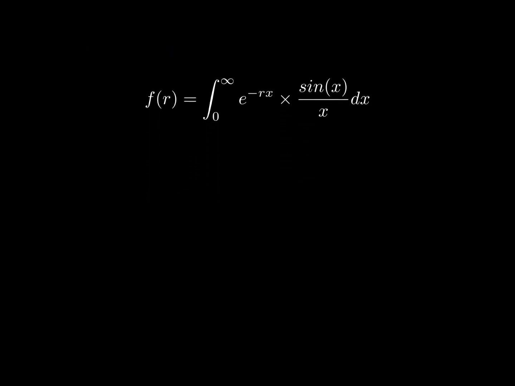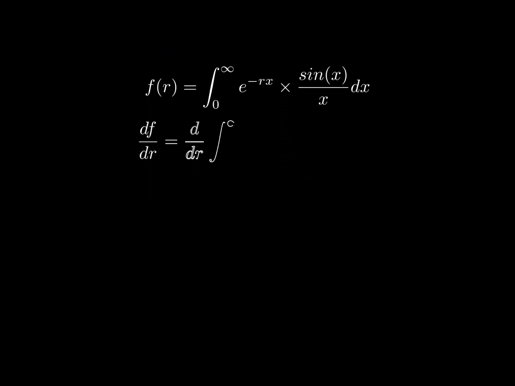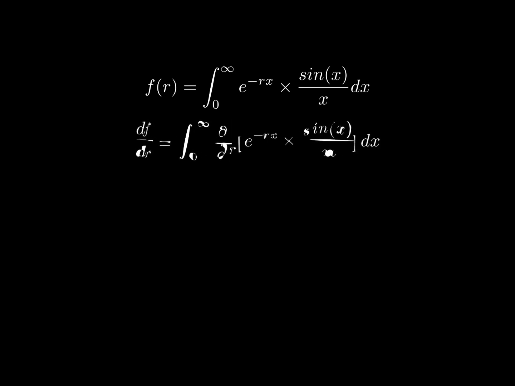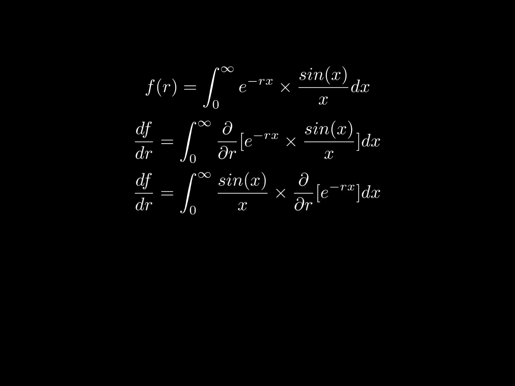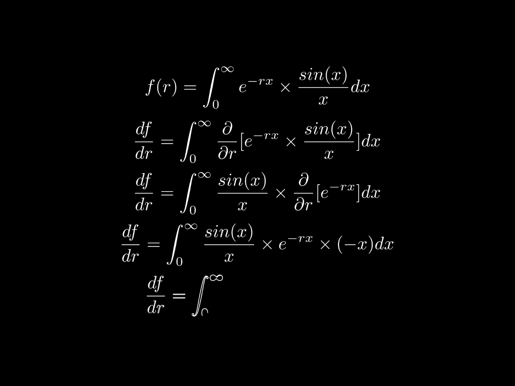So here's our function of r, and let's take the derivative with respect to r. Now we can use the Leibniz rule from before to swap the derivative and integral signs. And since the derivative is with respect to r, this sine of x over x is treated as a constant and can be pulled out. We can differentiate e to the negative rx using the chain rule, and now the x's cancel, and we can get rid of that negative by switching the bounds of the integral.